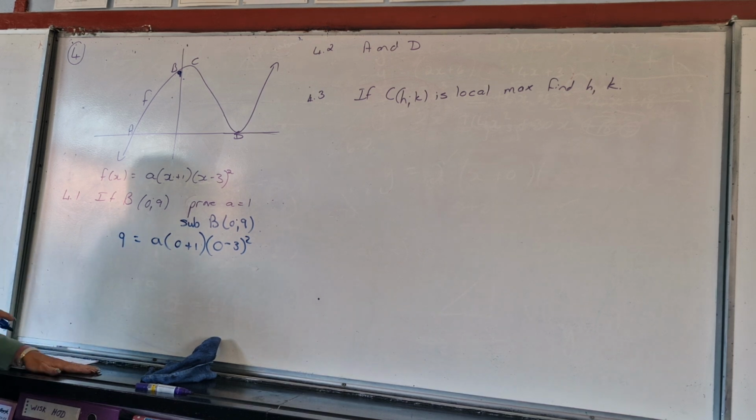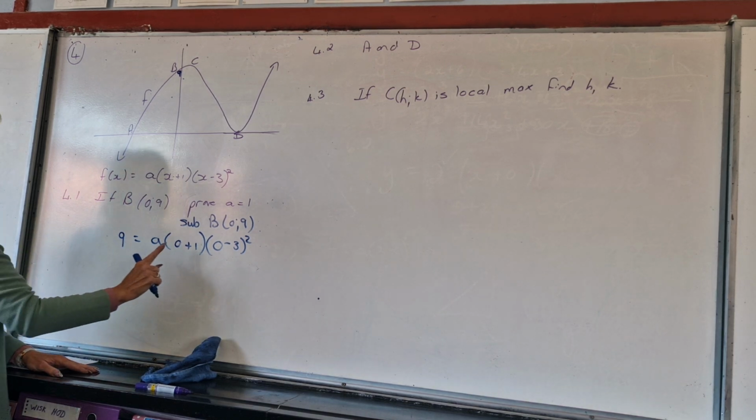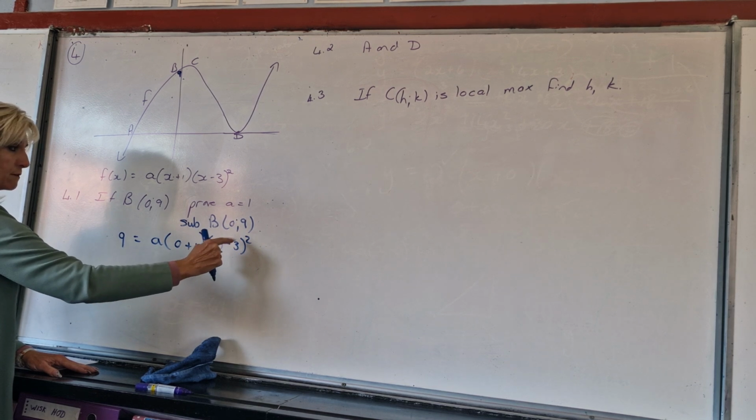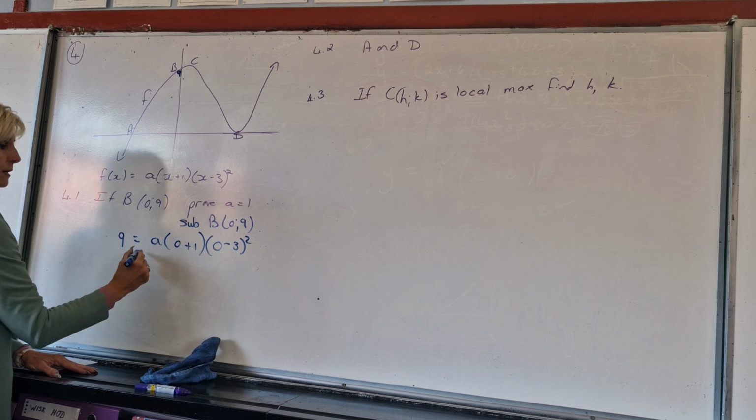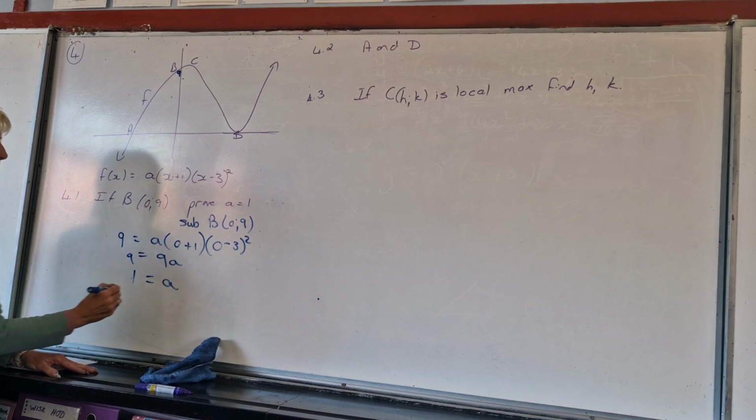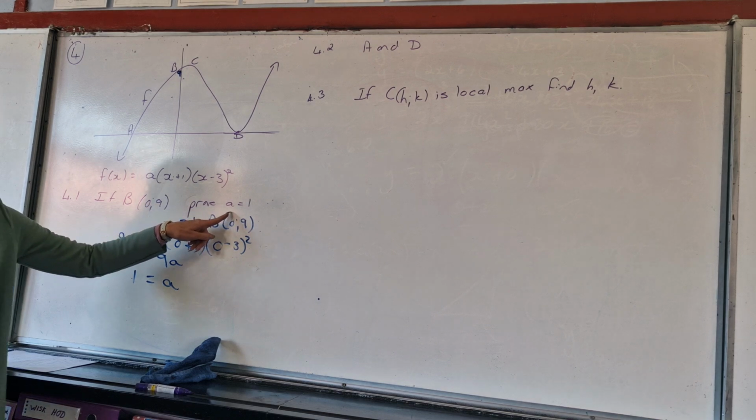Okay, so let's finish up with this one. 1 times 9, right? Because it's first exponents and then times. 9 times 1 is 9, stay 9 times A, and the answer for A is 1. Fantastic. They said prove that it is 1.